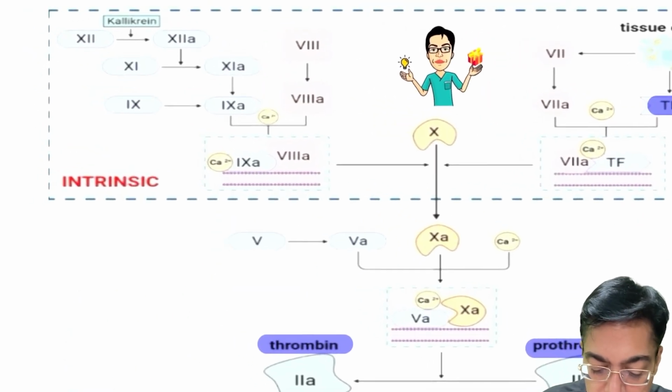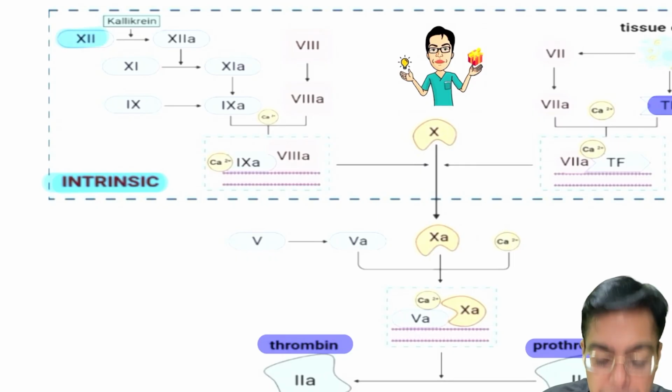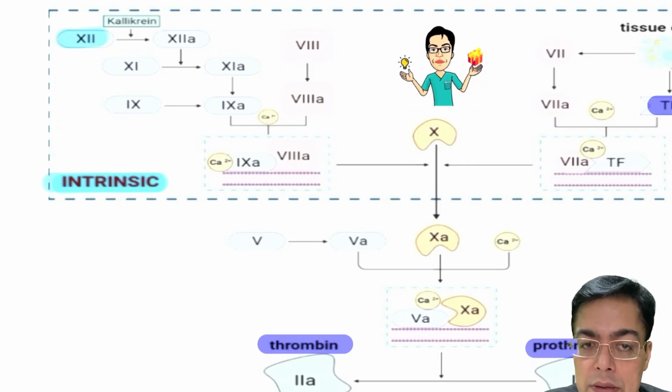If I am looking at the intrinsic pathway, what will activate my intrinsic pathway? My intrinsic pathway is going to get activated because of damage at the level of the blood vessels. Now, when we have damage at the level of the blood vessels, there is going to be exposure to collagen.